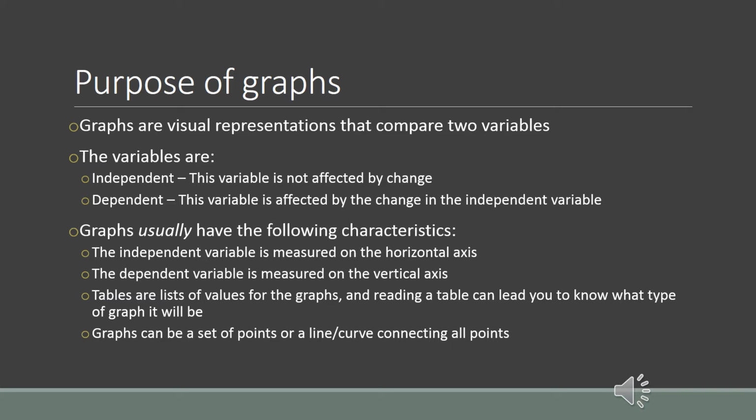Tables are the list of values for the graphs, and reading a table can help you know what type of graph it will be. And we can always connect the points by a line or a curve, and they can be a set of points as well.